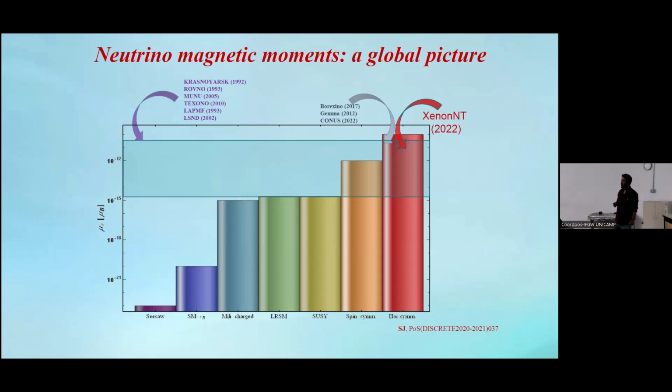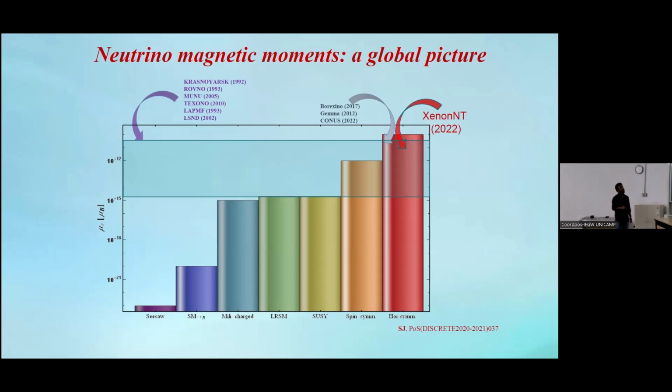So these are the two ideas as I mentioned, and this is kind of a global picture I'm trying to show, that let's look at the different models we are aware of. The seesaw model or standard model plus right-handed neutrino, or some mini-charge particle, or left-right theory, or SU(2) or spin symmetry or horizontal symmetry. As you see, this is the electromagnetic moments' numerical value.